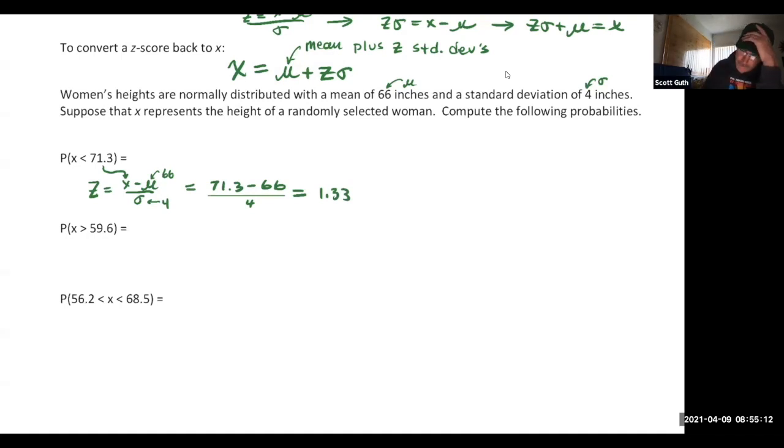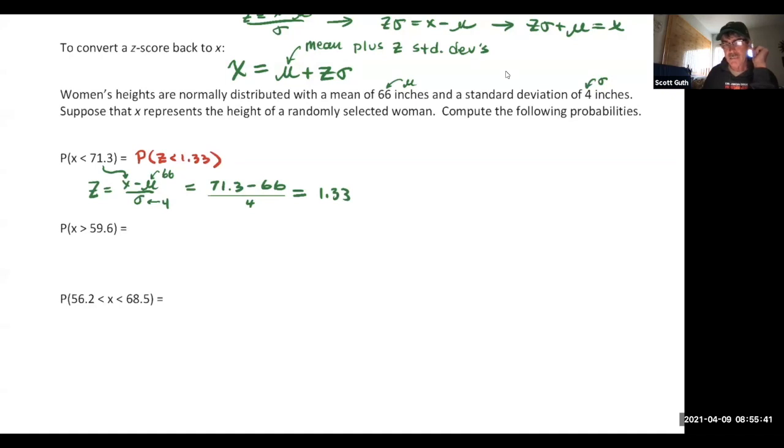But right now, just to let you know, what we usually do is rewrite the probability in terms of Z. So just the letter X changes to the letter Z because you're converting to Z-scores. You're saying that X is less than 71.3, but that means its Z-score would be less than 1.33. Does everybody understand the logic behind that?